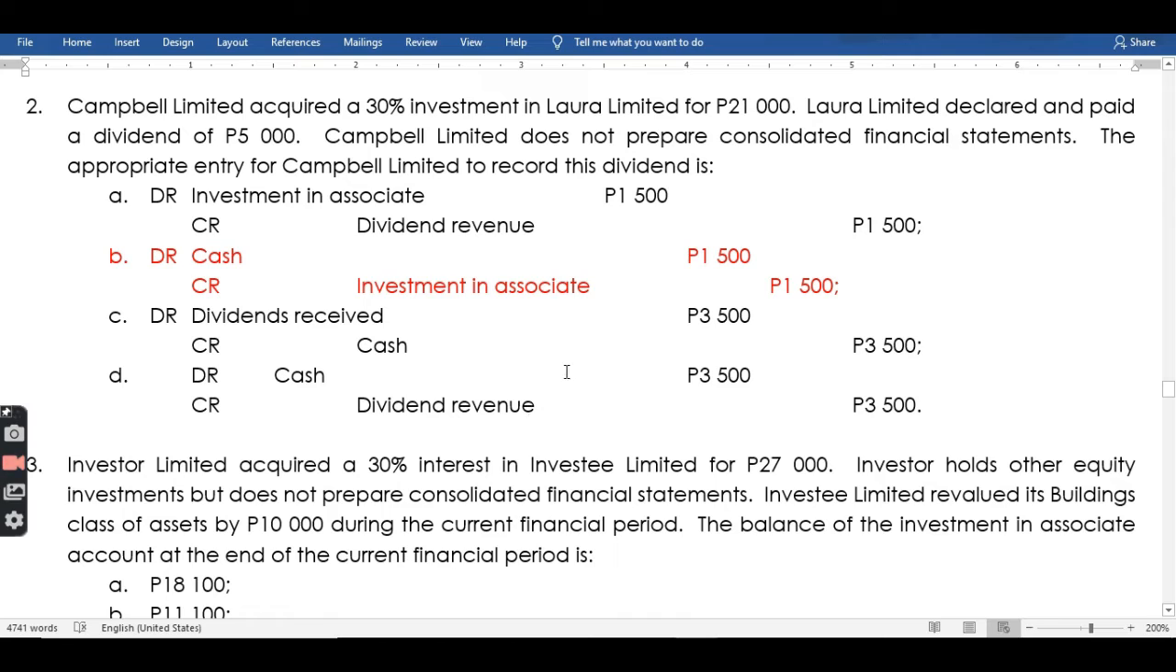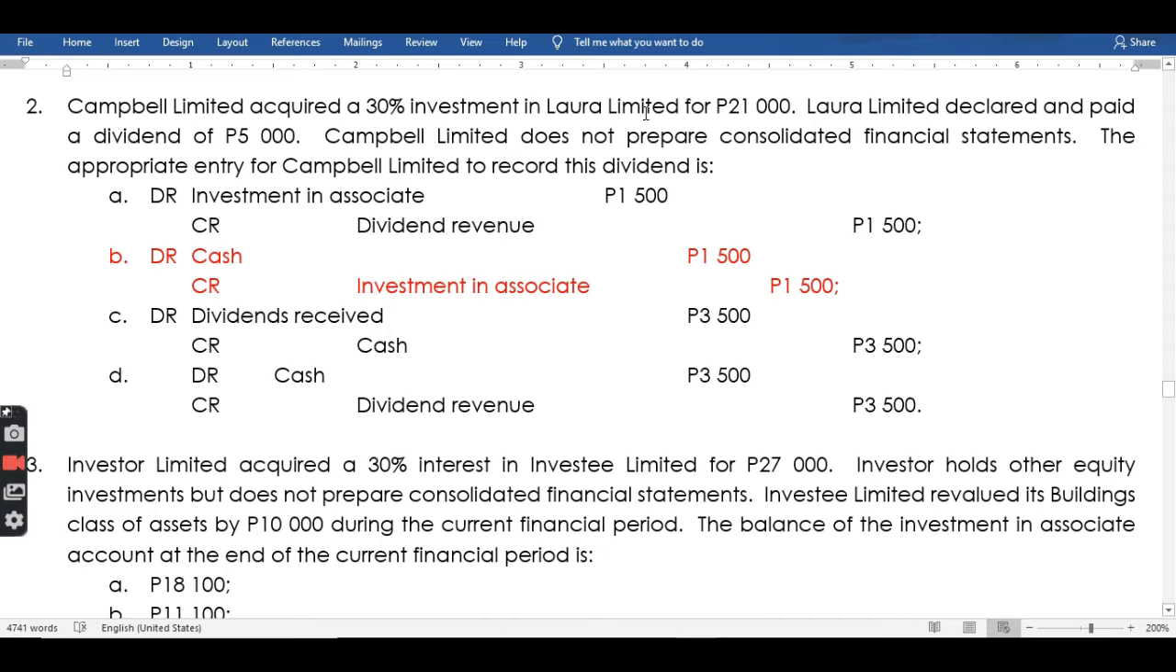Okay? We go to question number 2. Campbell Limited acquired a 30% investment in Laura Limited for 21,000. Laura Limited declared and paid dividend of 5,000. Campbell Limited does not prepare consolidated financial statements. The appropriate entry for Campbell Limited to record this dividend is, okay, so this is a 30% investment, so that generally gives us an idea na ito ay associate na.